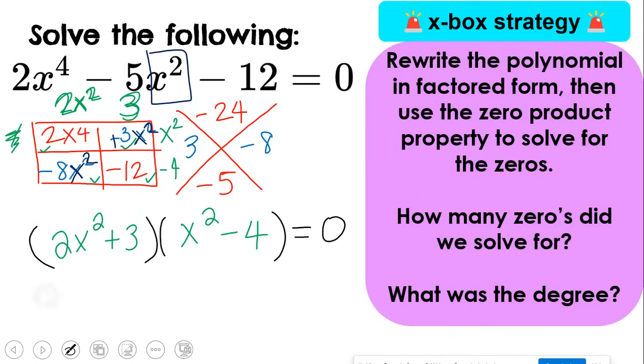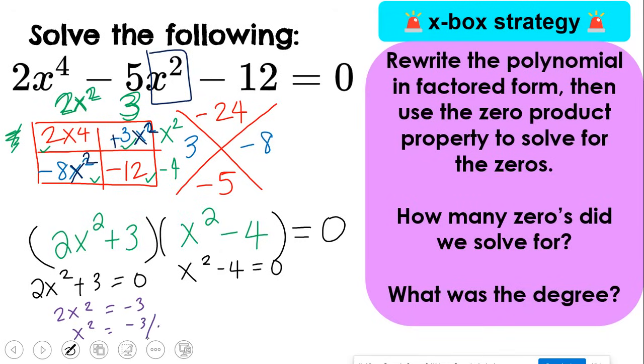Once I have it written in factored form, now I can use the zero product property. Set 2x squared plus 3 equal to 0 and x squared minus 4 equal to 0 and solve my life away. Here I'm going to get 2x squared equals negative 3. Divide both sides by 2, I get x squared equals negative 3 over 2.